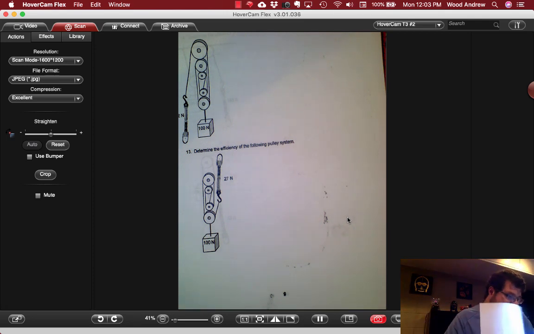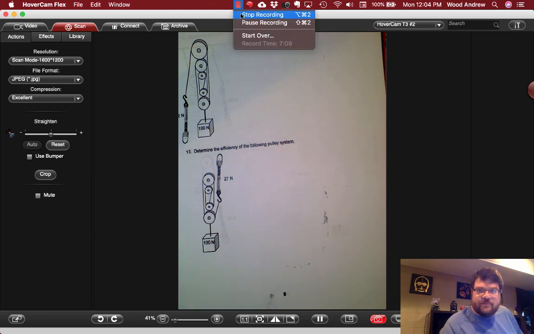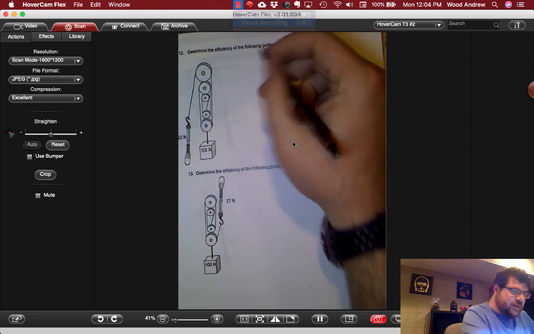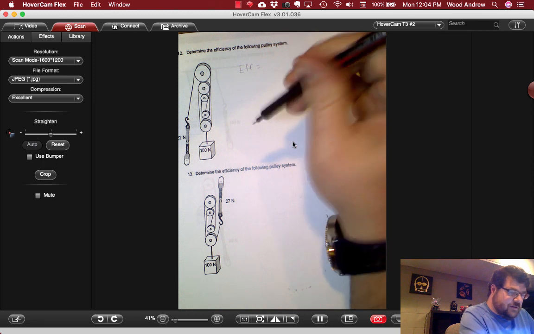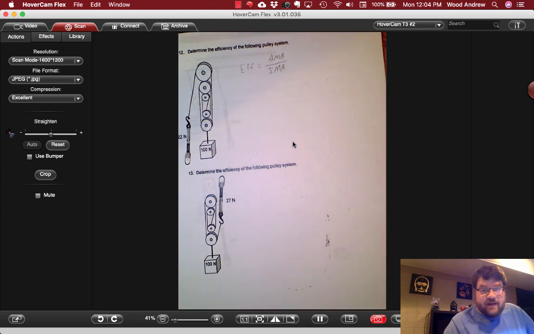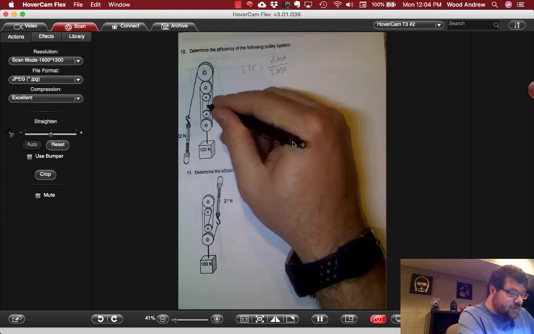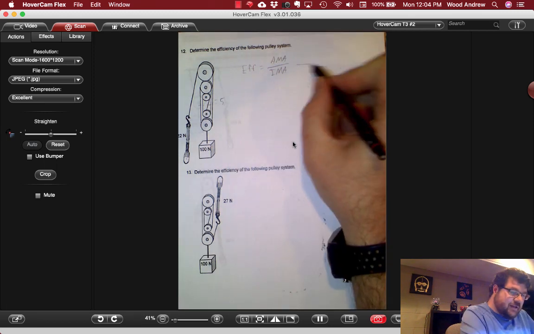Oh, let's look at efficiency. This is pretty good. So efficiency of a pulley system is going to be that actual mechanical advantage over ideal mechanical advantage again. Okay, so again, efficiency is the actual mechanical advantage over the ideal mechanical advantage. Ideal mechanical advantage is really simple with pulleys. 1, 2, 3, 4, 5. 5 lifting strands, so that is your ideal mechanical advantage.